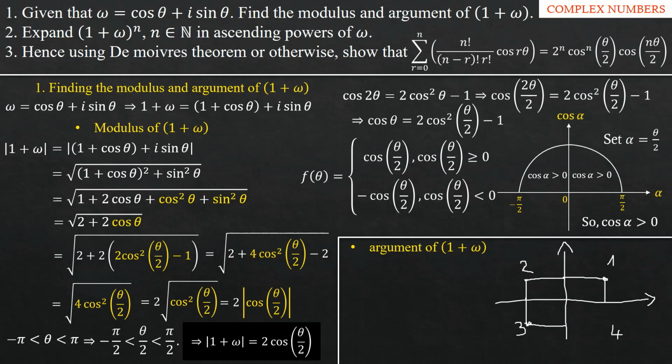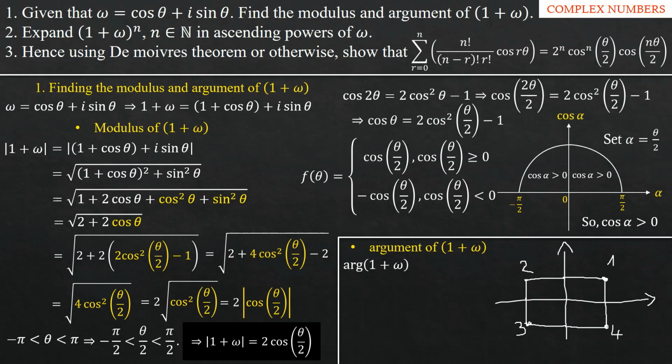But now in the fourth quadrant, we see that the x coordinate is positive and the y coordinate is negative. So for us to get the argument of our complex number 1 plus omega, we need to know the sign of the real part and the sign of the imaginary part. If we are in the first quadrant, we just say tan inverse of the imaginary part over the real part.